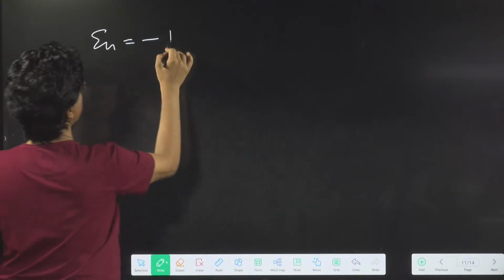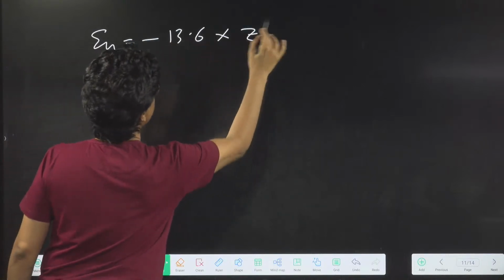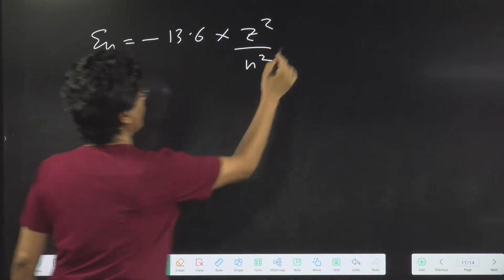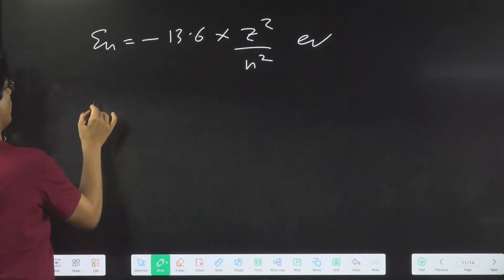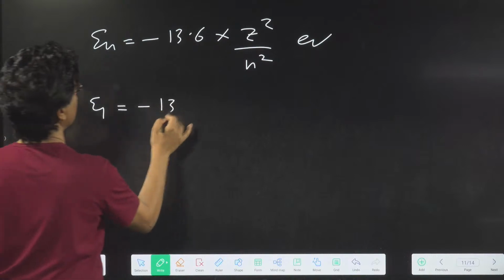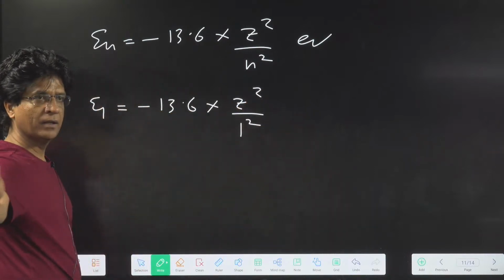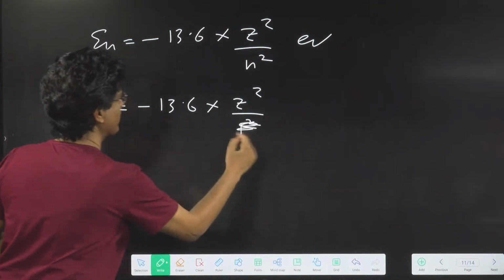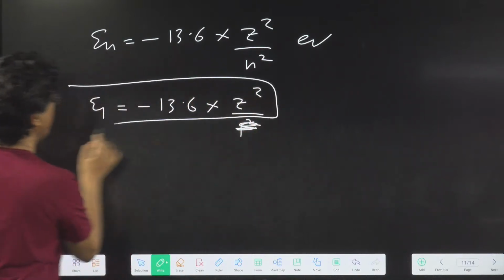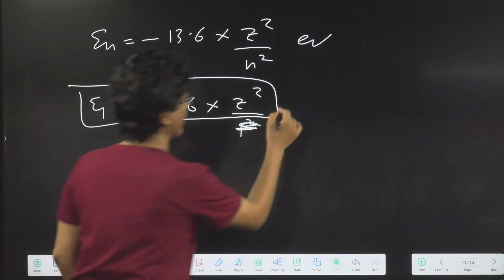En is equal to minus 13.6 into Z square upon n square electron volt per atom. Now what is E1? Minus 13.6 into Z square upon 1 square, and 1 square means nothing but 1. So E1 is minus 13.6 into Z square electron volt.